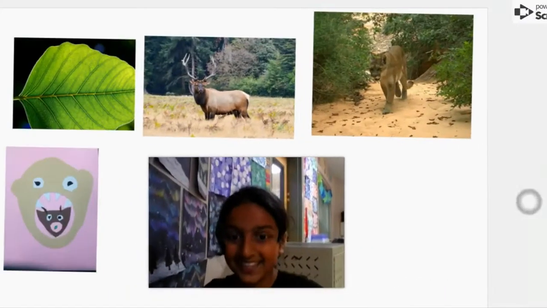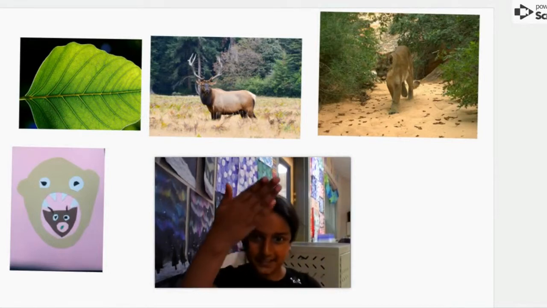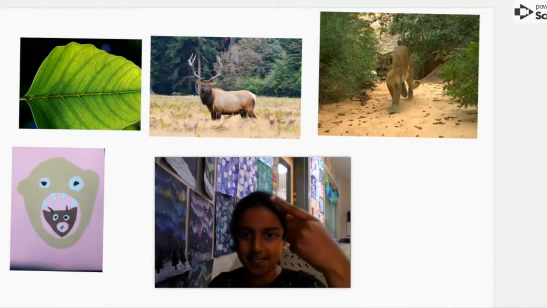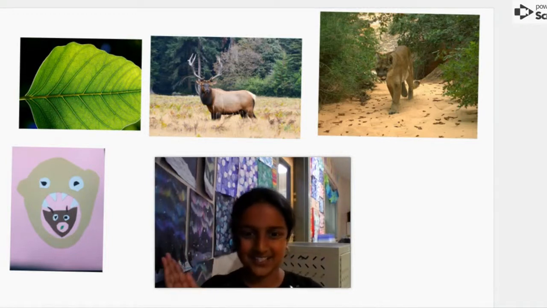Thank you. This is my ecosystem. This ecosystem includes mountain lion, moose deer, and plants. The plant is being eaten by the moose deer. The moose deer is eaten by the mountain lion. These are all animals from Yellowstone.